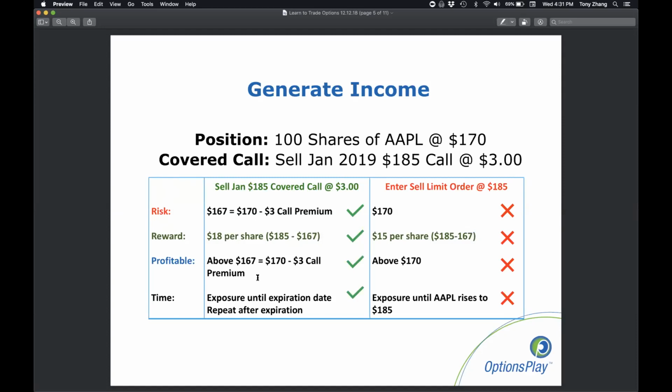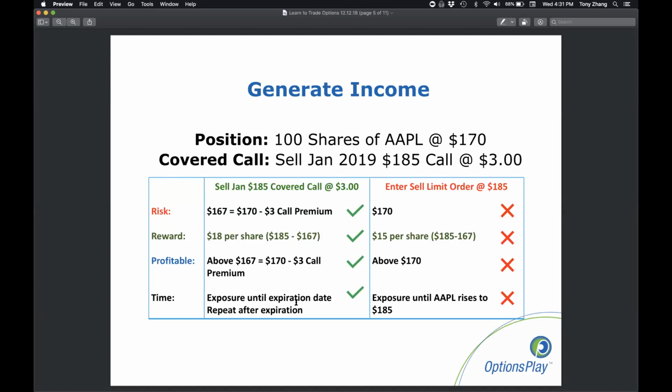This strategy will be profitable as long as Apple stays above 167 if you had sold the covered call, because you've reduced your cost basis by $3 by selling that covered call. If you simply enter an order to sell your stock at 185, your cost basis remains the same. So as long as the stock stays above 170, that trade will be profitable.